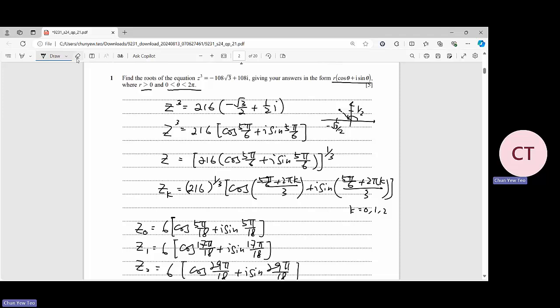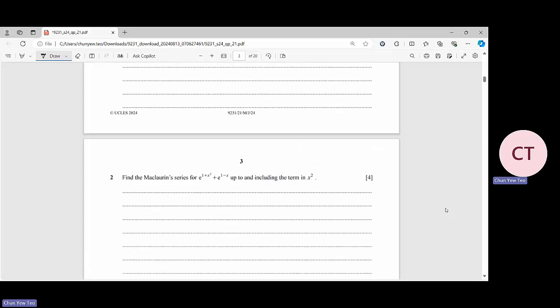However, you can see that I am using this notation where k is from 0 to 2. If we follow the k, then it will start from z0, z1, z2. But in the mark scheme, they will write it as z1, z2, z3, which is fine actually. It's up to you to decide whether you want to use z1, z2, z3 or z0, z1, z2. Without any confusion, I will use z0, z1, and z2. So that's it. Now we move on to question number 2.